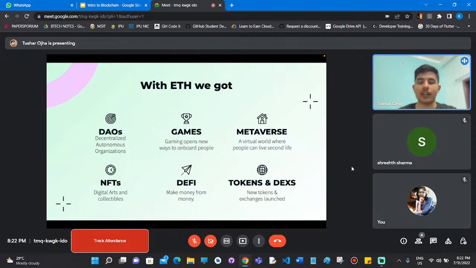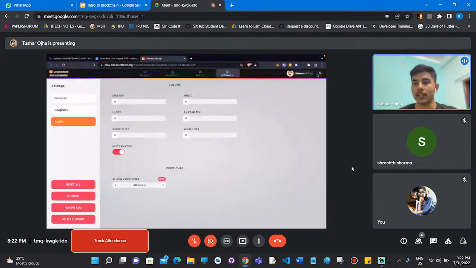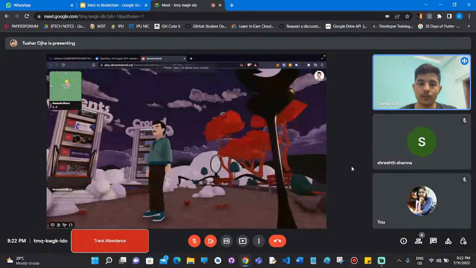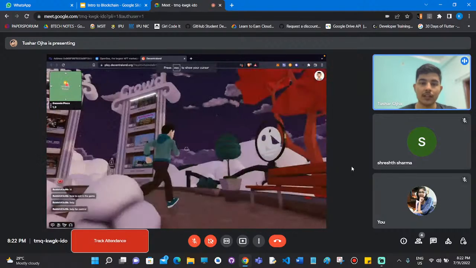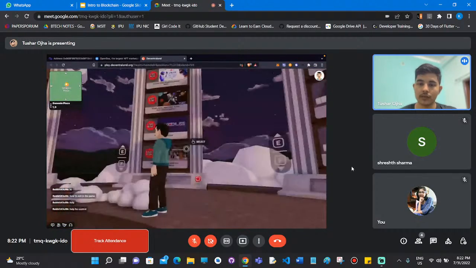I can also show you a metaverse if you really were interested. There's a metaverse called Decentraland. I'm actually inside this Decentraland for you. So if you see, I'm inside Decentraland, and I can do a couple of things. There are a couple of events going on. There are a couple of things that could be done.